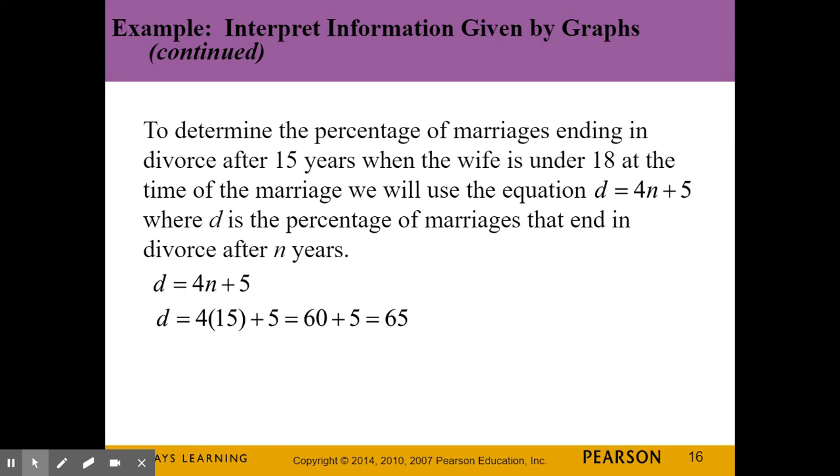So again, to determine the percentage of marriages ending in divorce after 15 years, we're going to substitute 15 in for n. So we took the function that we were given, we substituted 15 in for it, and you end up with, well, 4 times 15 is 60, plus the 5 that's in the function is 65. So what that's saying is, after 15 years, when the wife is under 18 when she got married, 65% of those marriages have been divorced by 15 years.